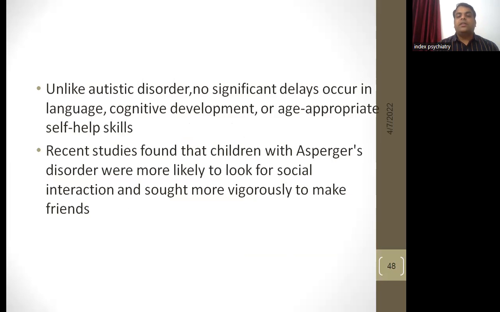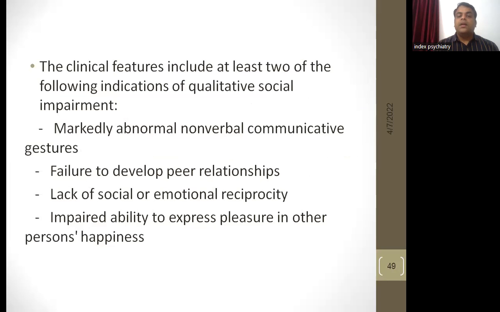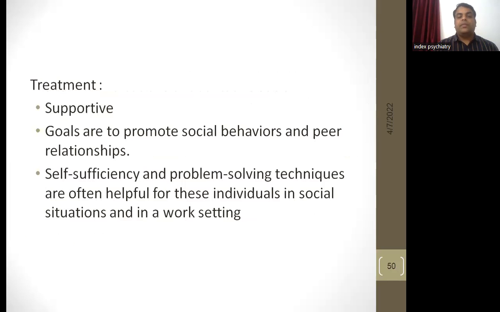Recent studies found that children with Asperger's disorder were more likely to look for social interaction and sought more vigorously to make friends. There are some clinical features. First one is markedly abnormal non-verbal communicative gestures, failure to develop peer relationships, lack of social or emotional reciprocity, impaired ability to express pleasure in another person's happiness.